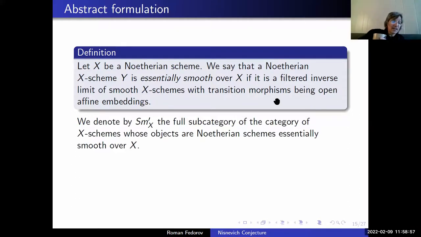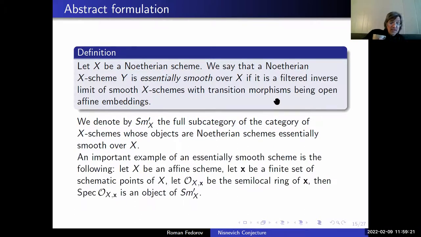And I have the category of essentially smooth over X schemes. I emphasize that the morphisms in this category are arbitrary X-morphisms, right? So morphisms are not required to be essentially smooth, but the objects are essentially smooth over X. And of course, the reason I need this is the following example. If I have any affine scheme and any finite set of closed, actually schematic points, I can look at the semilocal ring of X and its spectrum is essentially smooth over X. Any questions about this slide?